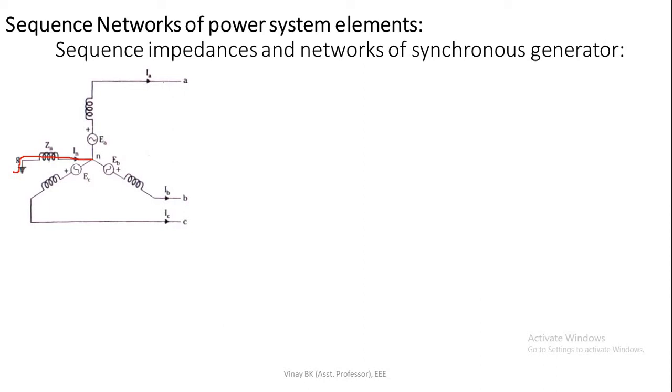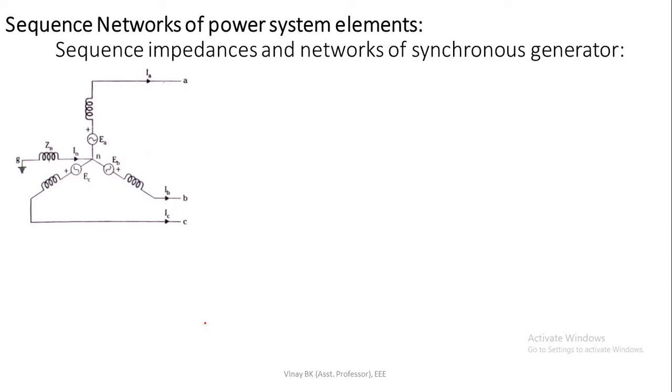Here, look at the EMFs. EA, EB, and EC are the induced EMFs of the three phases. Similarly, IA, IB, and IC are the currents flowing in the lines when a fault takes place at the machine terminals. Here we're not showing any faults in the equivalent circuit, but the current would be that flowing in the lines when a fault takes place at the machine terminals.